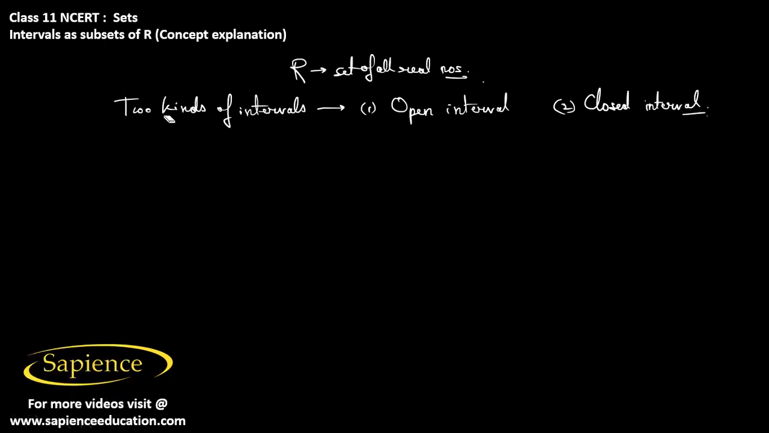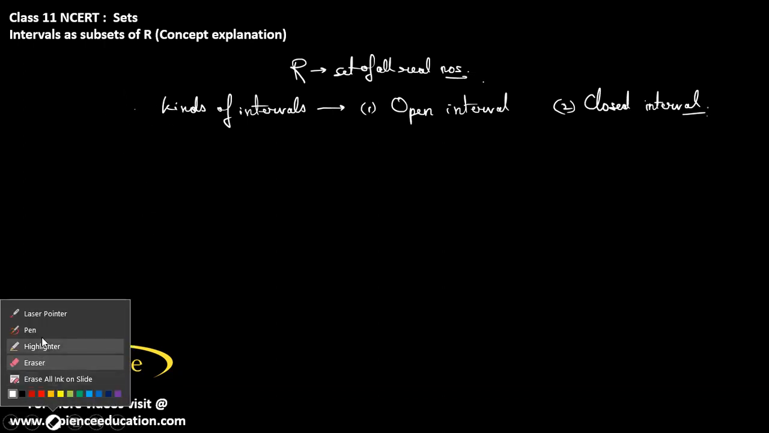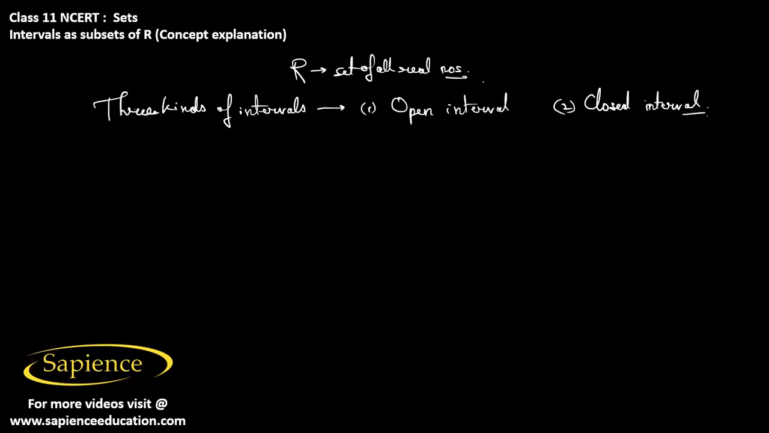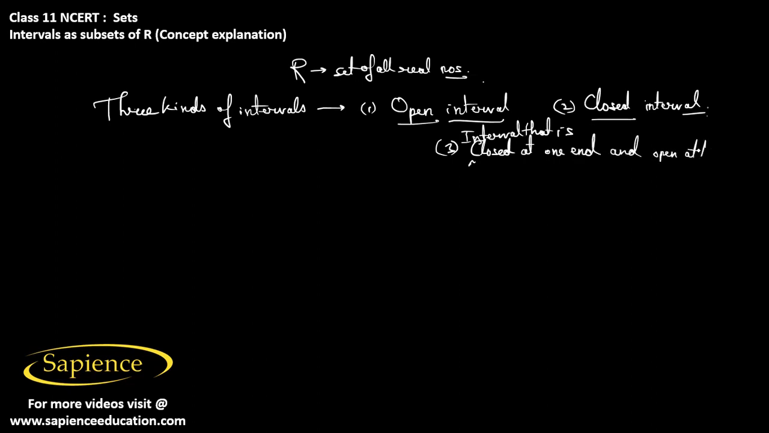Actually, there can be three kinds of intervals. One is the open interval, one is the closed interval, and the third one is the interval that is closed at one end and open at the other end.